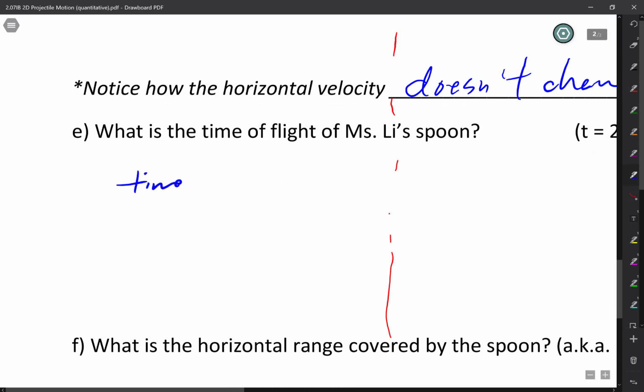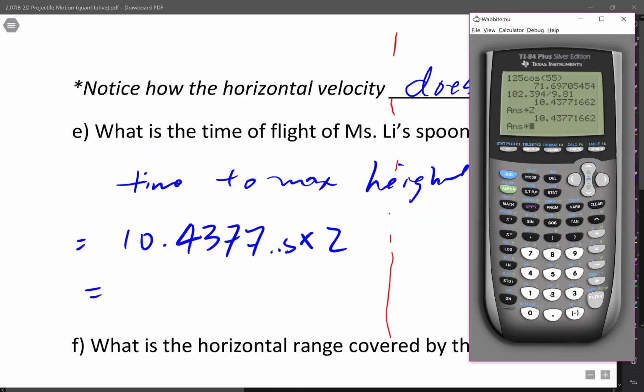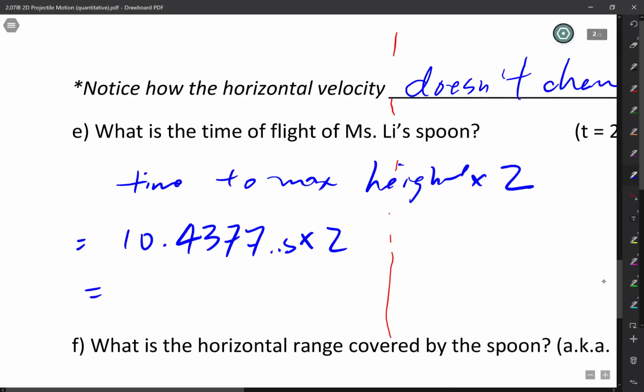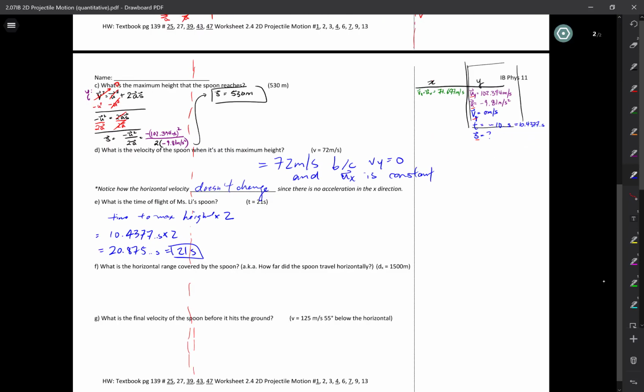This is time to max height times 2, which is 10.4377 times 2 gives us 20.875, which rounds up to 21 seconds. I can show you another trick for how to do this one as well.